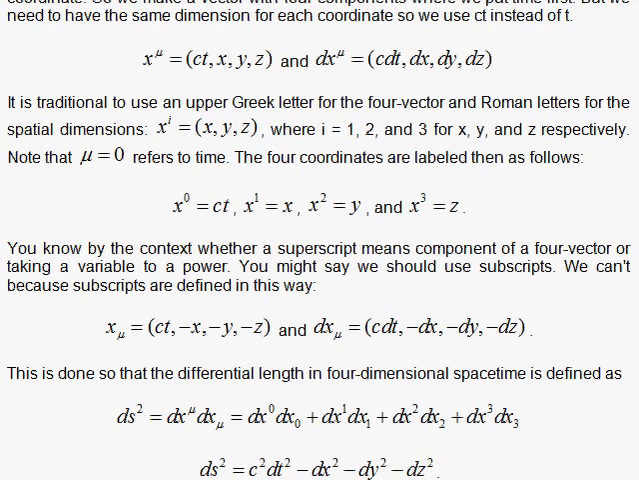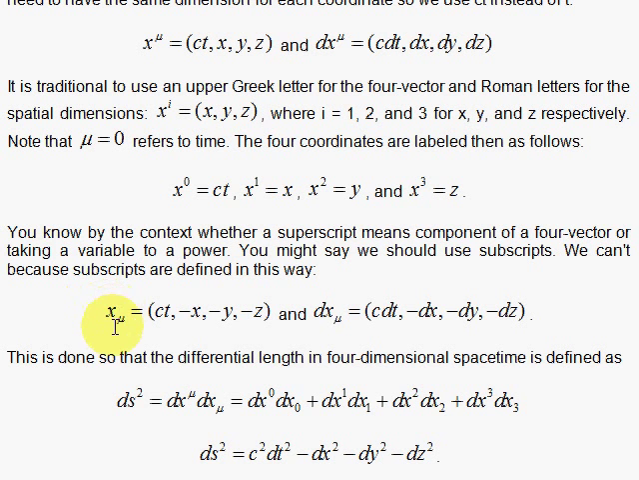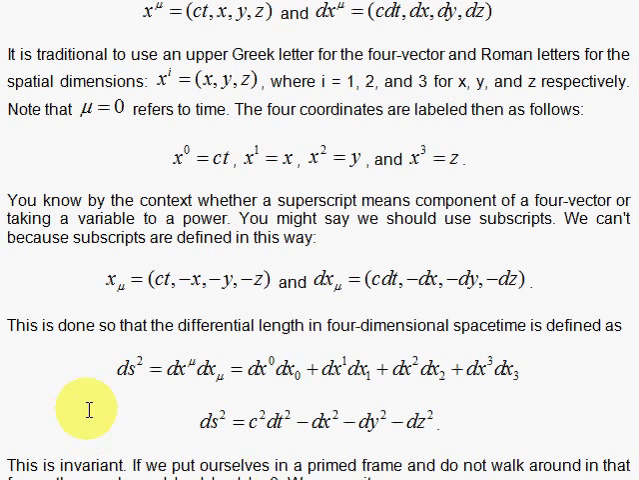Then we look at another definition. If we have x sub mu, the convention is to make the spatial dimensions here negative. And when we do that, we can write down the ds squared, which is kind of a generalization of dx squared plus dy squared plus dz squared you find in calculus. But in relativity, we have the dx squared, dy squared, dz squared with the minus sign, and the c squared dt squared with the plus sign.